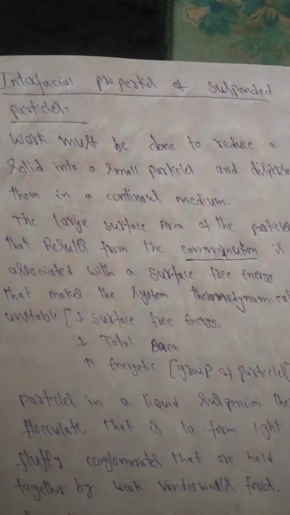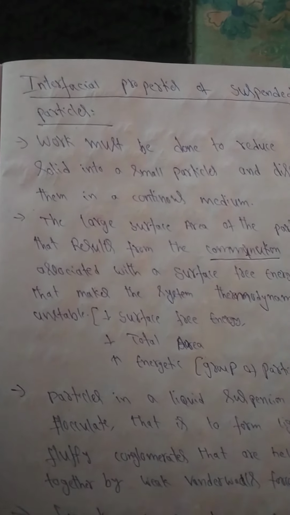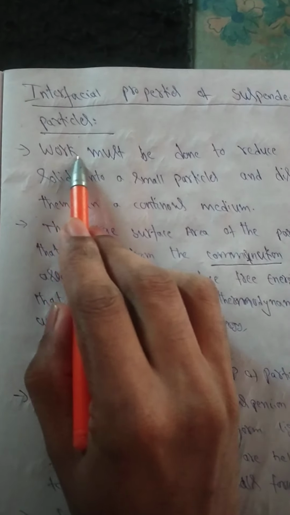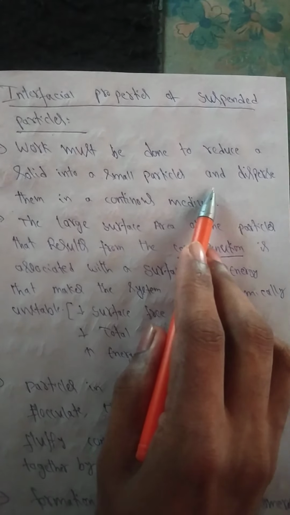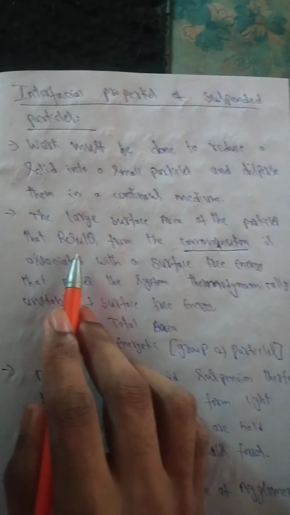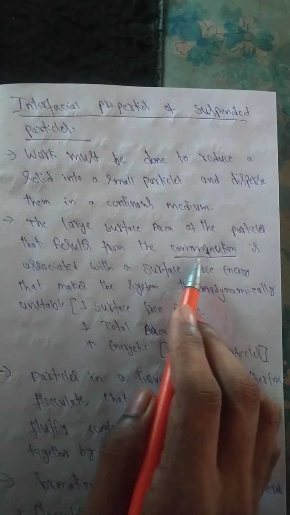of 2 to 5 micrometers. For this size, the particles are converted into smaller ones. For conversion into small particles, some work must be done to reduce a solid into small particles, and these small particles are dispersed in a continuous medium. The larger the surface area of the particles resulting from the comminution.